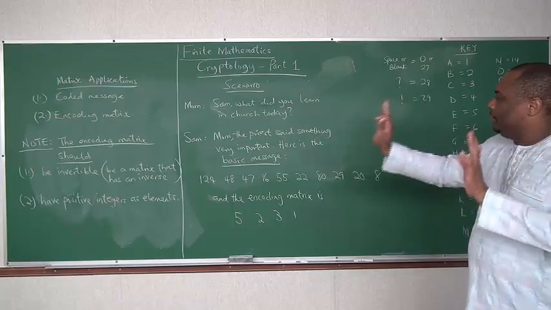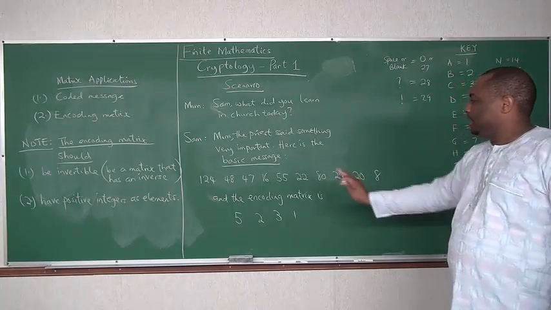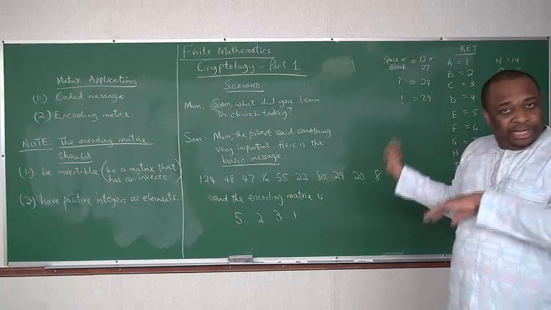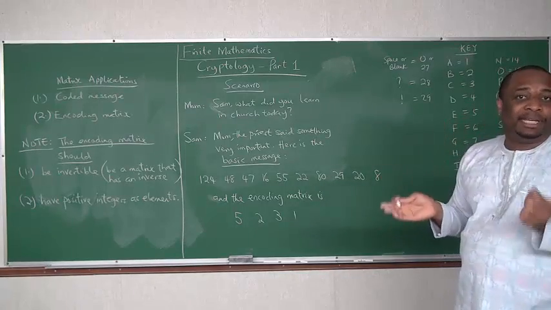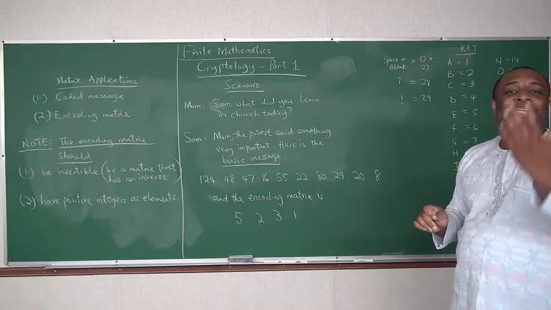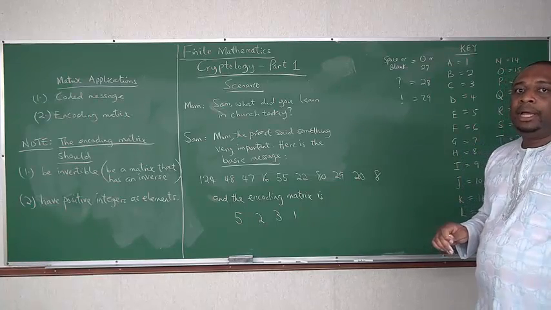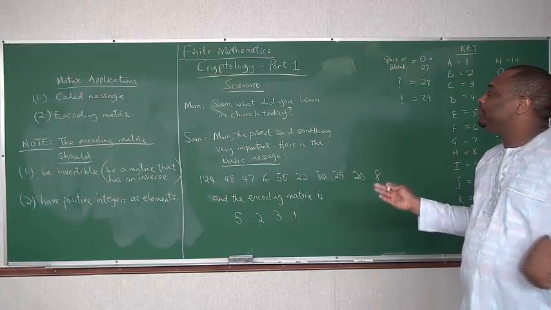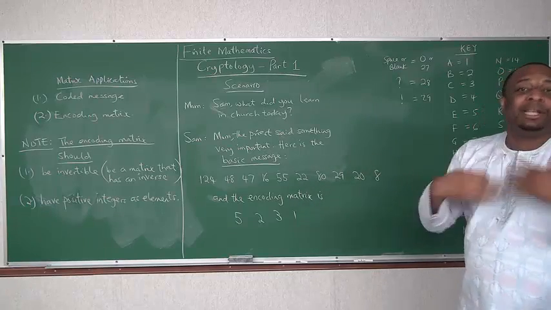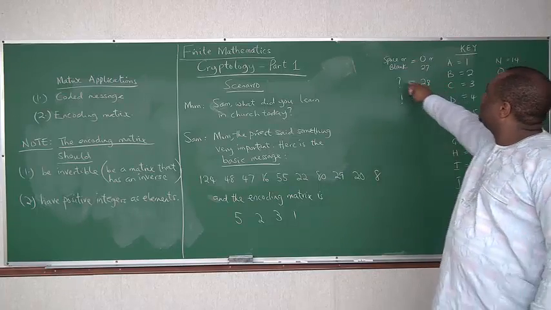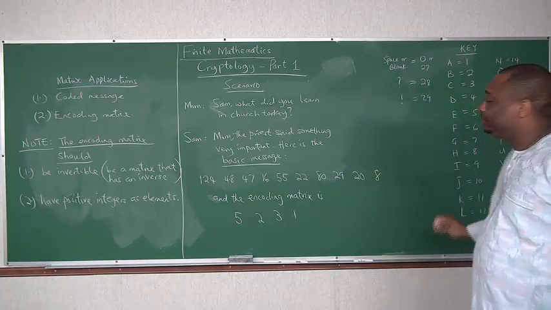So, you're given this message. You're given the encoding matrix, and you're given the key. Sometimes you're not given the key. The person sending the message assumes you have the key already. Sometimes, in this video, we assume that you know the key, which is the English letters of the alphabet. And then this is additional information.